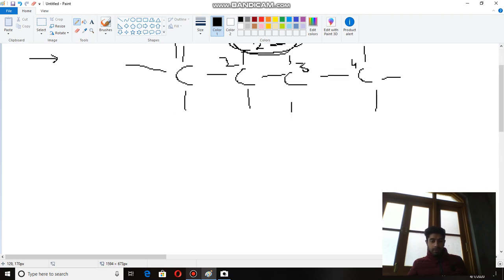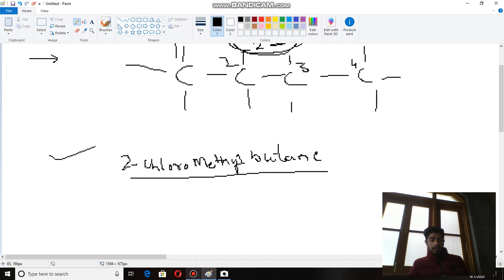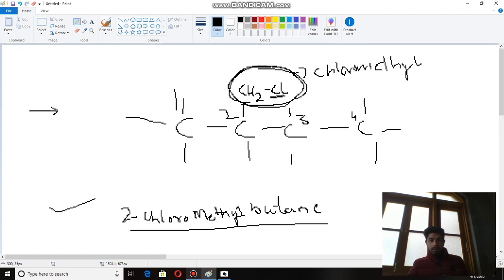So what will be the name for this compound? At 2 we have chloromethyl, and what is the word root? It's but, 4 carbon and single bond everywhere, ane. These are all possible cases in this.